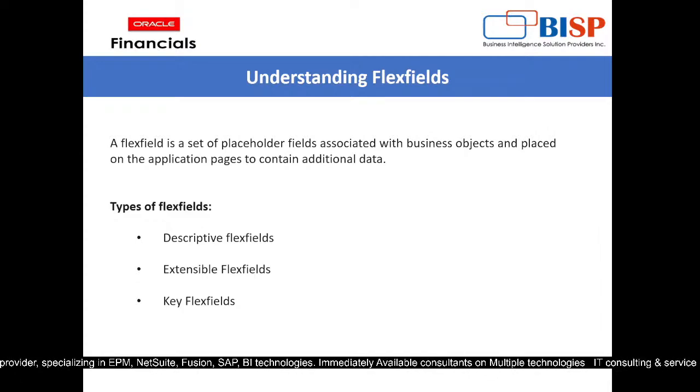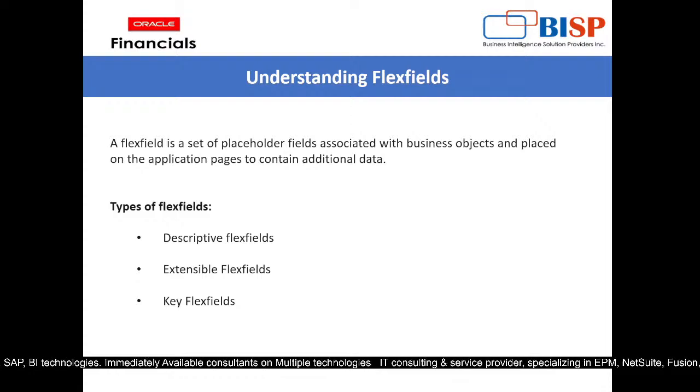When you first define your flex field, you can choose how many segments you want to use and what order you want them to appear in. You can also choose how you want to validate each of the segments. The decisions you make affect how you define your value sets. When your user enters a value, your value set validates that value. So the types are descriptive, extensible, and key flex fields.